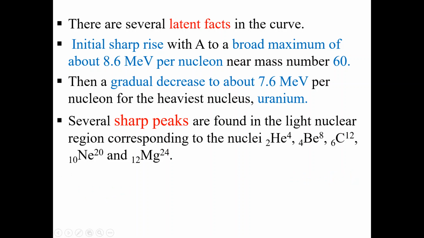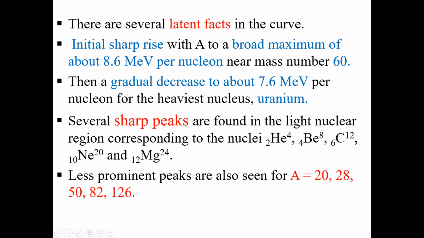Several sharp peaks you can also observe there in the light nuclear regions, corresponding to the nuclei helium, beryllium, carbon-12, and magnesium. These are the lighter nuclei, and for these lighter nuclei we have several sharp peaks in the region.